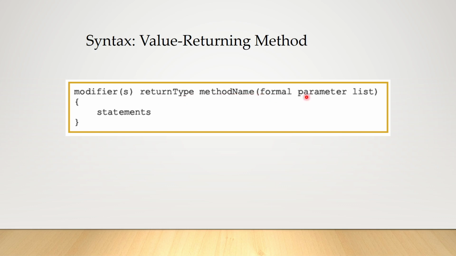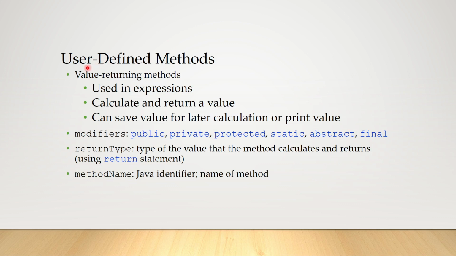After the method name is a pair of parentheses. Between the parentheses you can enumerate the formal parameters. This is our formal parameter list. To start the body of the method, we have a pair of curly braces, and you can write the statements for this method here. Now, a value-returning method can be used in expressions. For the method call in a value-returning method, the value being returned will be used for calculation or for future purposes. So you can save the value to a certain variable, for example, or print the value right away.